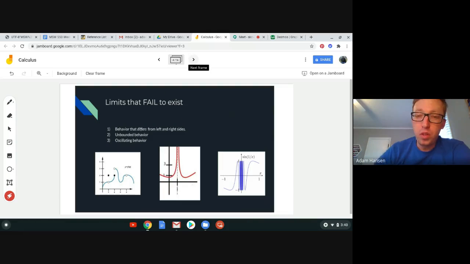Okay. We saw a second ago why a limit might fail to exist. There are actually 3 different reasons, and I've got an example of each of these in the pictures down below. The first reason we've already seen. The limit of a function would fail to exist if the behavior of that function differs from the left and the right sides.